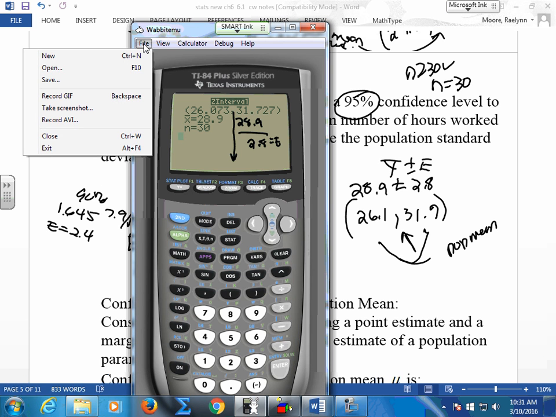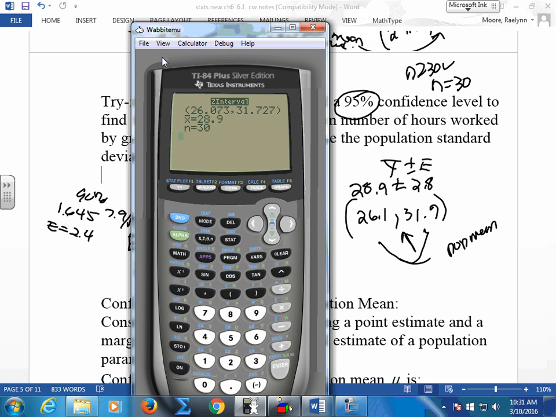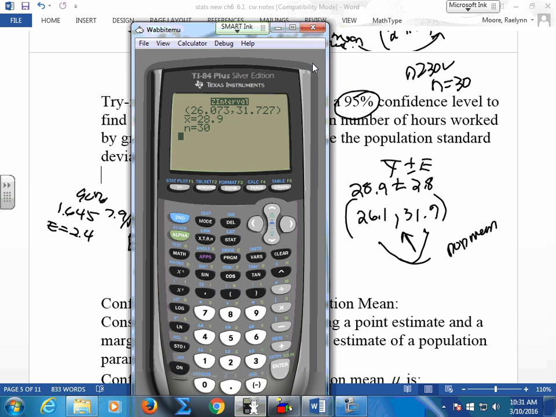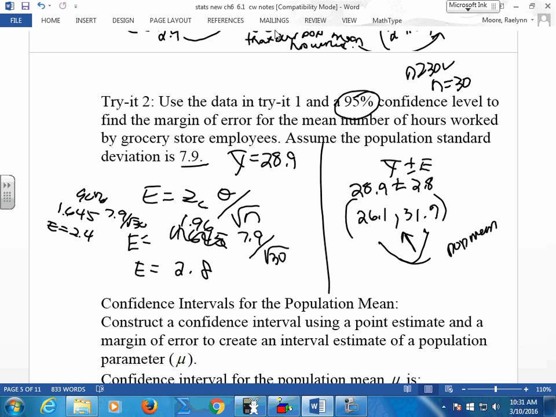I do like this one on the calculator. If for anything else you didn't use the calculator, this is a nice one to do it on, the intervals. You bypass this whole thing. You bypass everything. You come right to your answer, and subtract your mean off of this, and you get your margin of error. It's kind of a nice one.